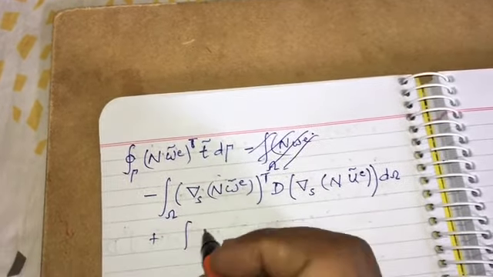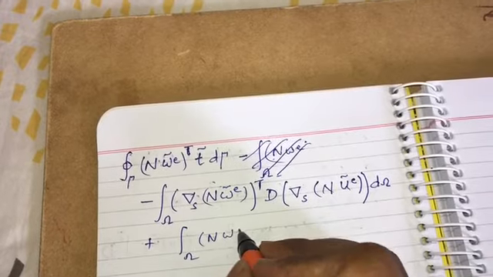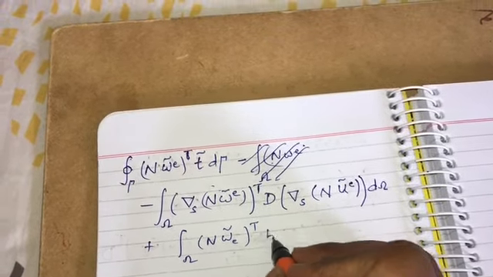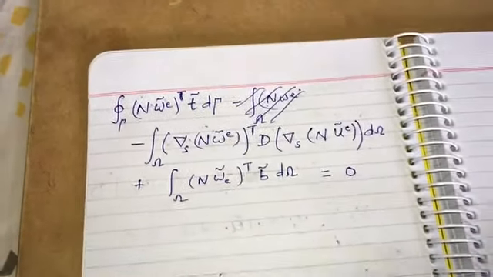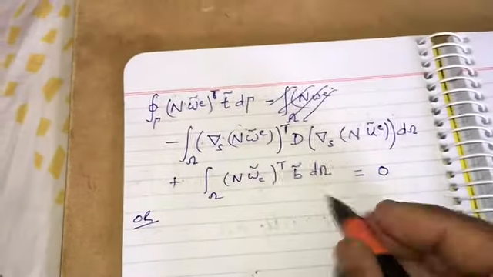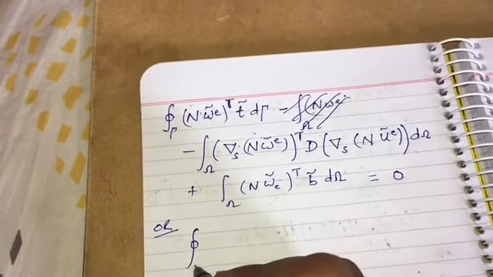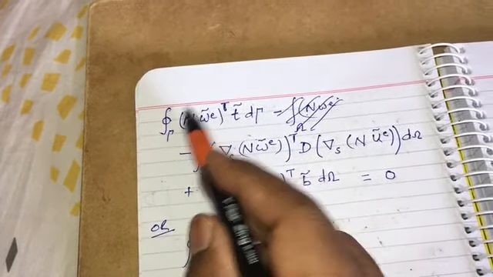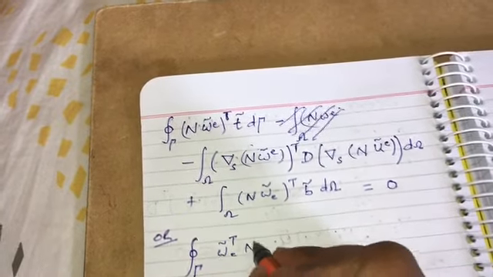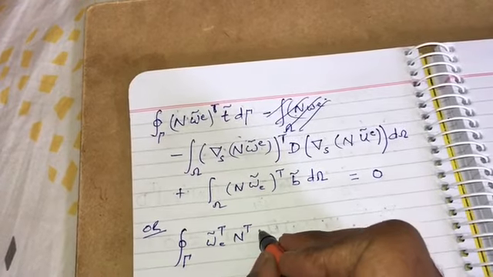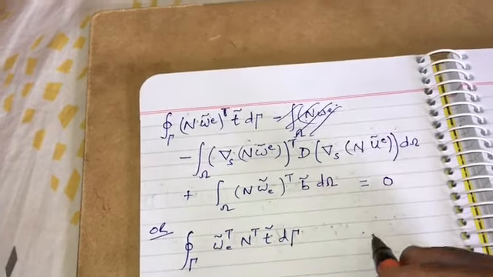Plus the body force term integral over the whole domain, then N W E transpose of that and B d omega, everything added to be zero. Okay, we now transpose it, so we have the cyclic integral here, this goes that side, so this becomes W E transpose N transpose and then T d gamma, okay.